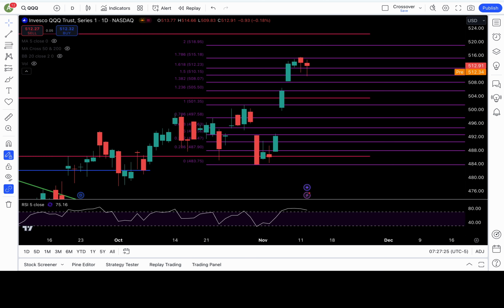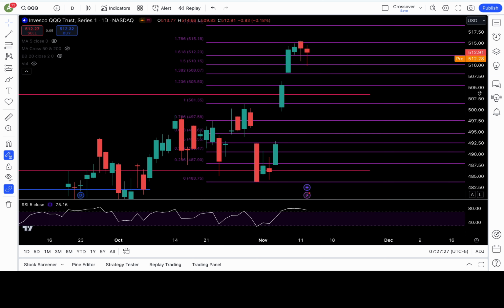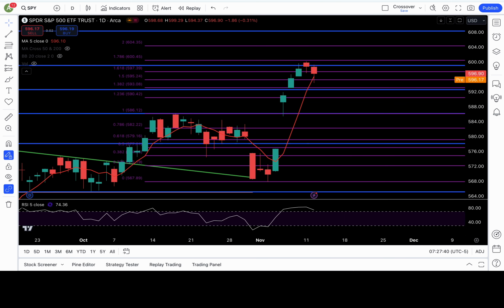I really appreciate it. Let's go on to Triple Q though. So Triple Q, right? I had that 512 level, gave us a nice breakdown intraday, hit the 510 level, but ultimately bounced. Where's the 5 DMA? I forgot to mention it on SPY, but watch that 5 DMA. It's around 596, probably gonna change.